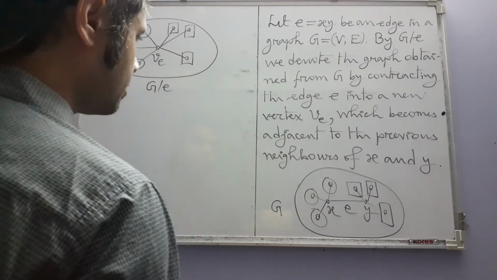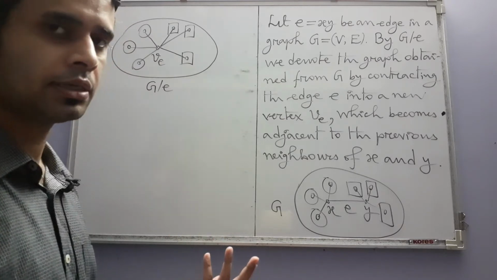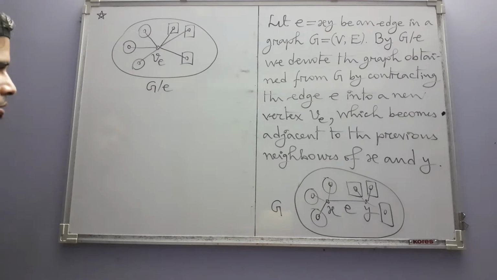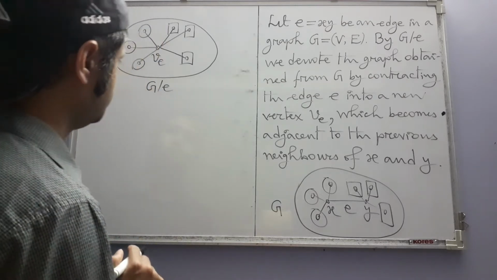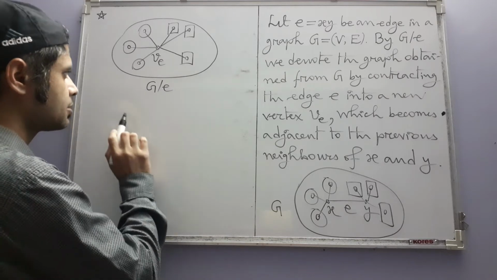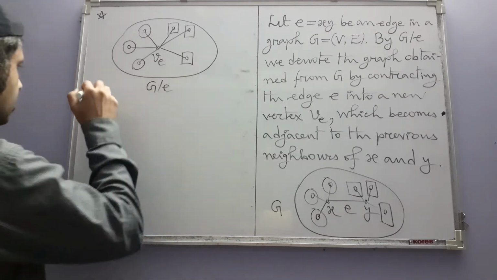Now this entire thing, of course, is highly non-mathematical and slightly vague. So we need to make this definition precise by writing formally what the vertex set and what the edge set of this new graph are. So that's what we are going to do now.